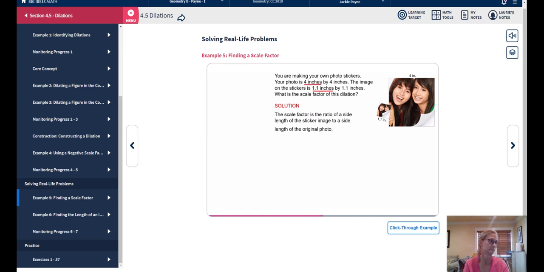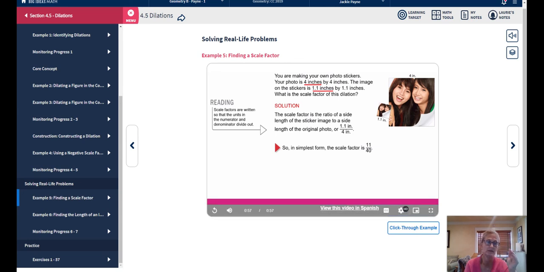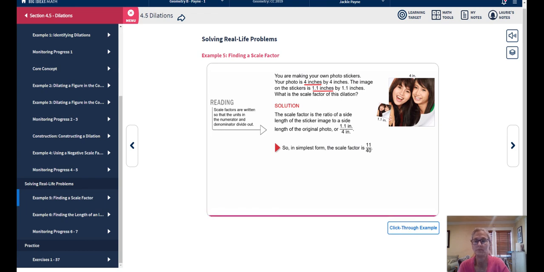So the ratio of a side length of the sticker image to a side length of the original photo is 1 1/10 inches to 4 inches, or 1 1/10 inches divided by 4 inches. To write in simplest form, you can multiply the numerator by 10 and the denominator by 10. So in simplest form, the scale factor is 11/40. Notice scale factors are written so that the units in the numerator and denominator divide out. And that's it. You just divide what you start with where you want to go.